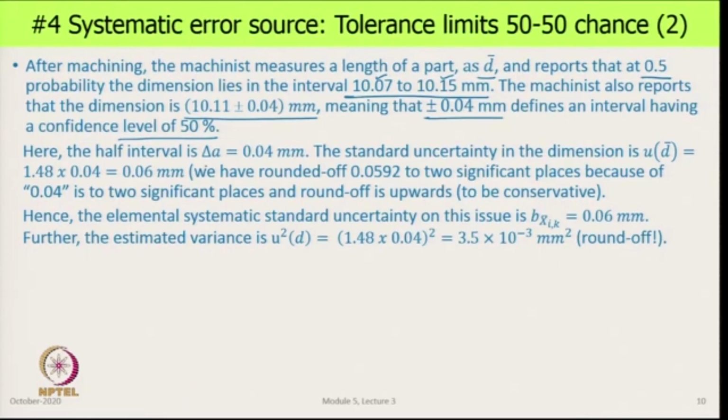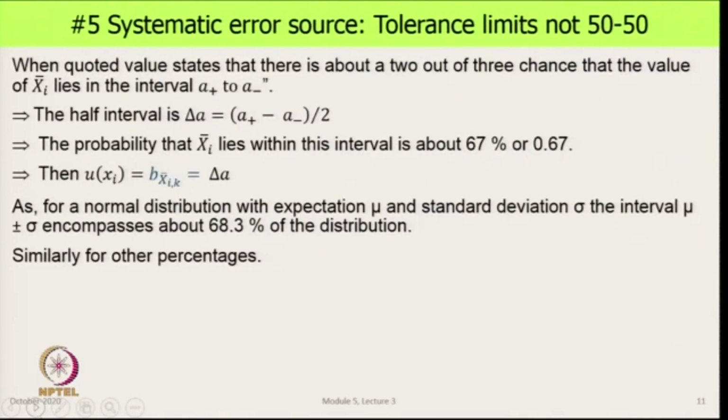So, here the half interval delta A is 0.04 millimeters. The standard uncertainty in the dimension is 1.48, which is because it is a 50% thing, times this much, and we round it off from 0.0592 to 0.06. And the elemental systematic standard uncertainty on this issue becomes 0.06 millimeters, and of course, we can then calculate the variance, which is the square of this. So, that was an example of 50-50 chance. Now, what if it is not 50-50?